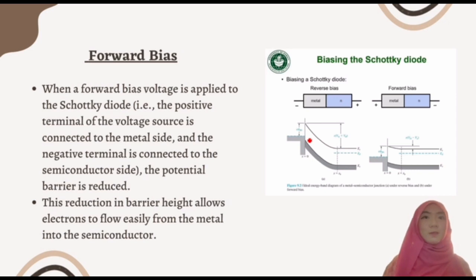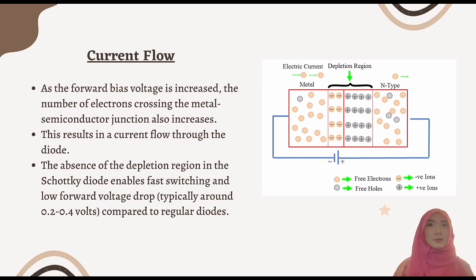Forward bias. When a forward bias voltage is applied to the Schottky diode, the potential barrier is reduced. This reduction in barrier height allows electrons to flow easily from the metal into the semiconductor. Next is current flow. As the forward bias voltage is increased, the number of electrons crossing the metal-semiconductor junction also increases. This results in a current flow through the diode.